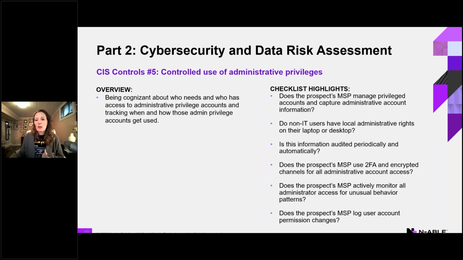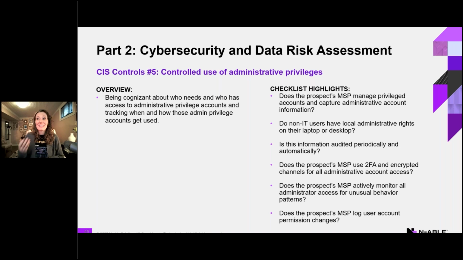Control number 5 is all about use of administrative privileges. There are 9 sections, but at a high level, number 5 is all about reducing the risk of attack by being cognizant about who needs and who has access to administrative privilege accounts, and tracking when and how those admin privilege accounts get used. Because misuse of privilege is another big way of how attackers can get in and spread inside an organization's network.